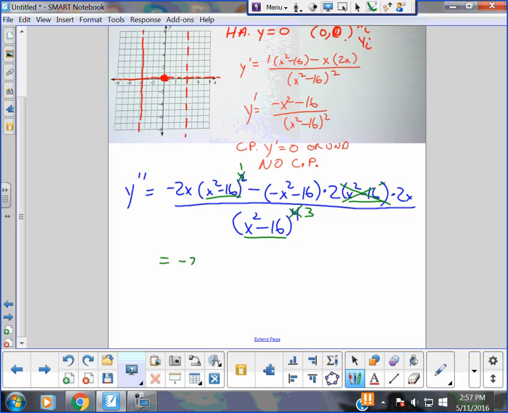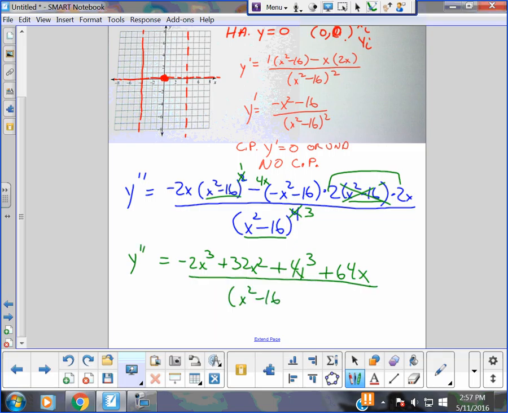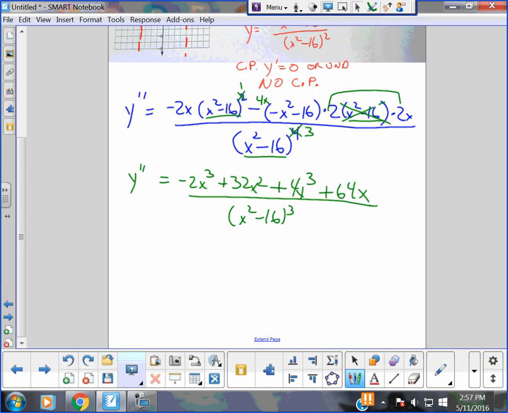Distributed negative 2x. All right. I see that I have a 4x left. You guys agree over here? So I have to distribute negative 4x to these. All right. And that's still all over the bottom cubed. Now I'm looking for like terms in the numerator. Is it 4x cubed, right? Plus 30x squared plus 64x all over the bottom.